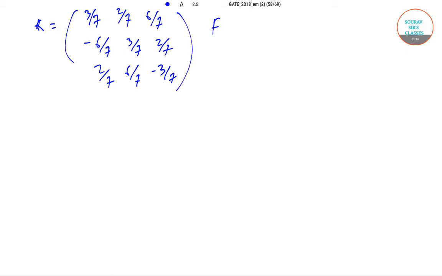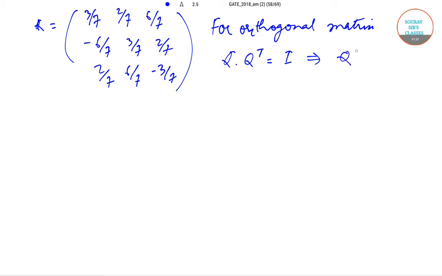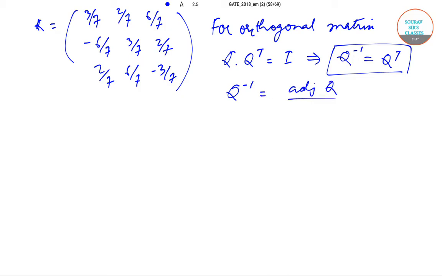Now for an orthogonal matrix, if Q is an orthogonal matrix, then Q into Q transpose is equal to the identity matrix. That will imply that Q inverse is equal to the matrix Q transpose. This is the definition of orthogonality. Now we know that the matrix Q inverse is nothing but the adjoint of the matrix Q divided by the determinant value of Q.